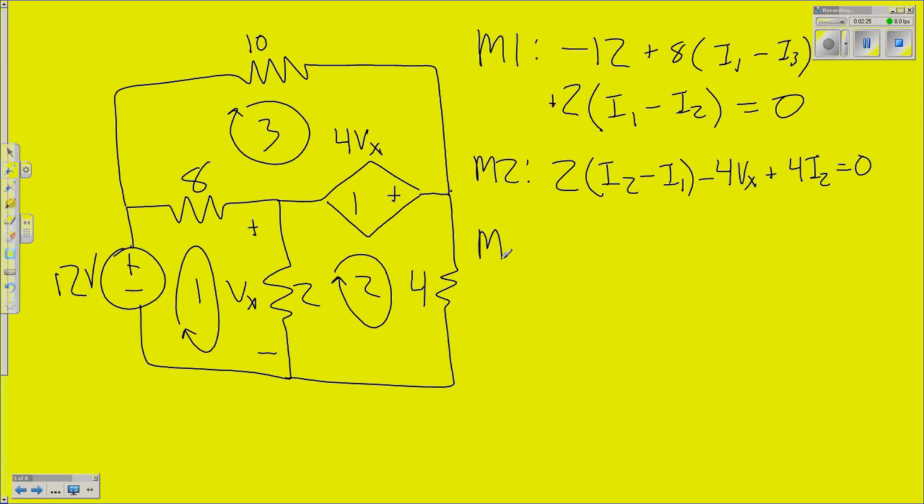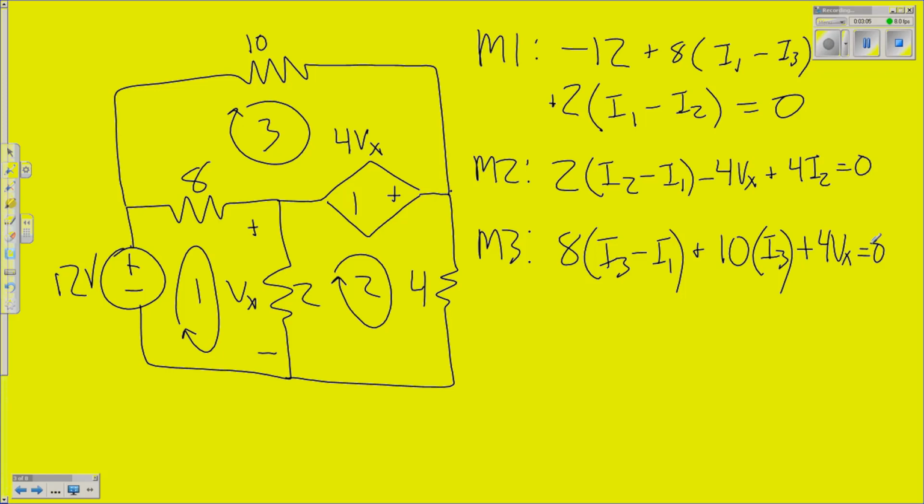Now for our third mesh. We start at the negative terminal of the 8, so we go up through the 8, the positive terminal of the 8, I3 minus I1, across the 10 ohm resistor, and finally back through that dependent source. Now remember, since it's just a voltage, we don't need to change anything about that. That 4Vx is going to be a voltage.